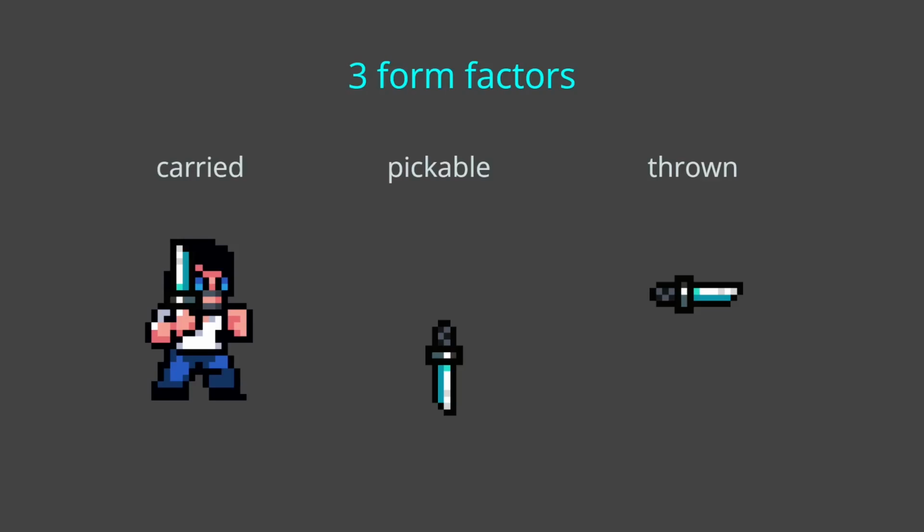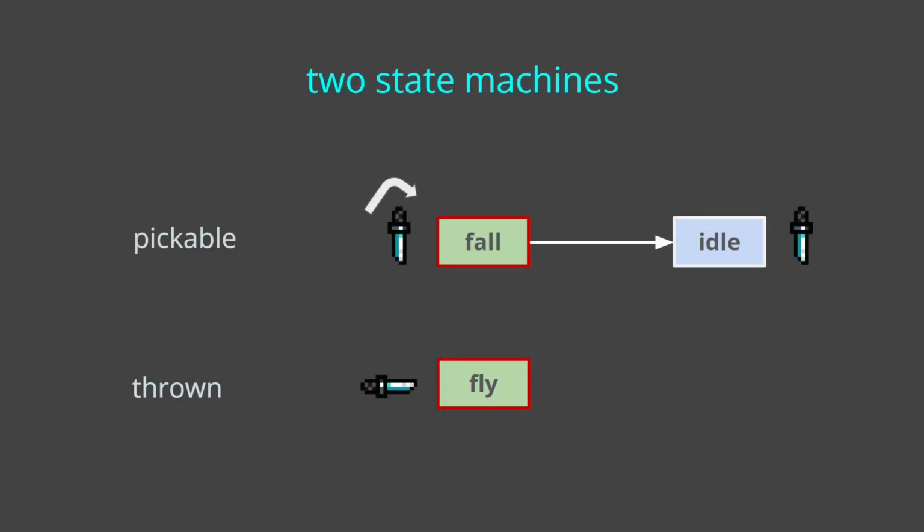Because the second and third form factors are different instantiations of the same weapon game object scene, we'll actually have 2 different state machines depending on which form factor we are creating. In the pickable form, the initial state will be falling to the ground before it transitions to its idle state. But in the flying form, the object will remain in its state until the object is destroyed. So we'll divide the work in 3 parts. First, we will create the weapon as a carried object using this sprite, and then as a pickable object that falls to the ground, and finally as a thrown object. Let's go ahead and do that.